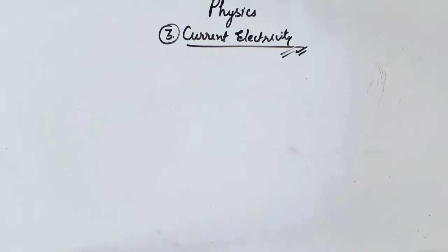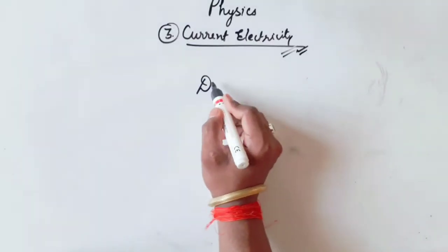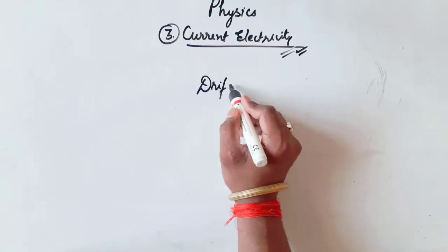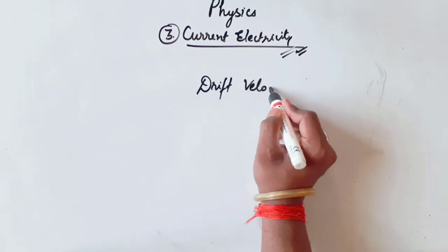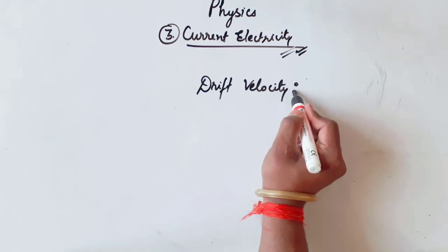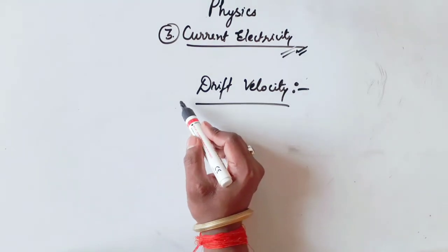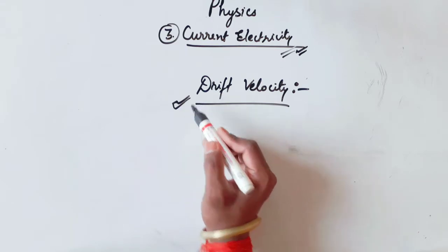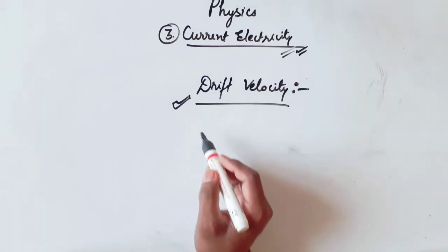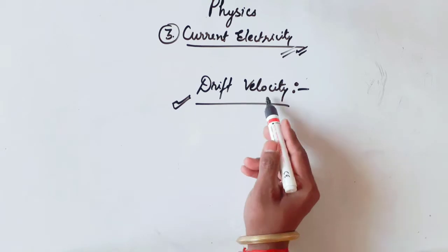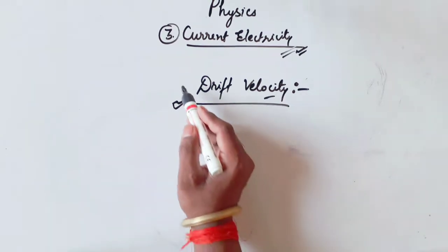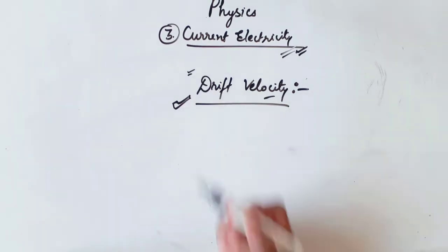Current electricity. So friends, in my previous video I discussed up to drift velocity. In this video I will discuss the remaining part of this topic, drift velocity. I will give the derivation of it, and also I will explain it.